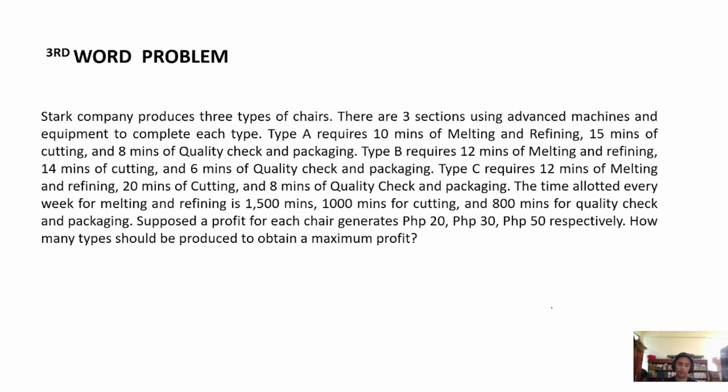So the third word problem is: Stark Company produces 3 types of chairs. There are 3 sections using advanced machines and equipment to complete each type. Type A requires 10 minutes of melting and refining, 15 minutes of cutting, and 8 minutes for quality check and packaging. Type B requires 12 minutes of melting and refining, 14 minutes for cutting, and 6 minutes for quality check and packaging. Type C requires 12 minutes of melting and refining, 20 minutes of cutting, and 8 minutes for quality check and packaging.